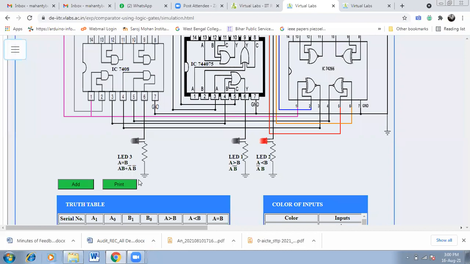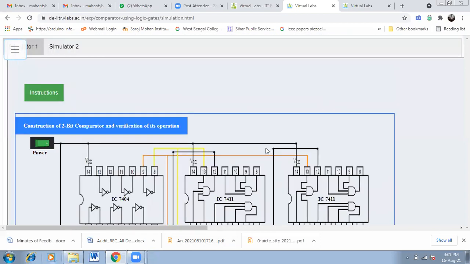If A is equal to B is satisfied, LED 3 will be high. If A greater than B is satisfied, LED 1 will be high. And if A less than B is satisfied, then LED 2 will be high. So this is 1, this is 2, and this is 3. So if you have any doubt, you can ask.